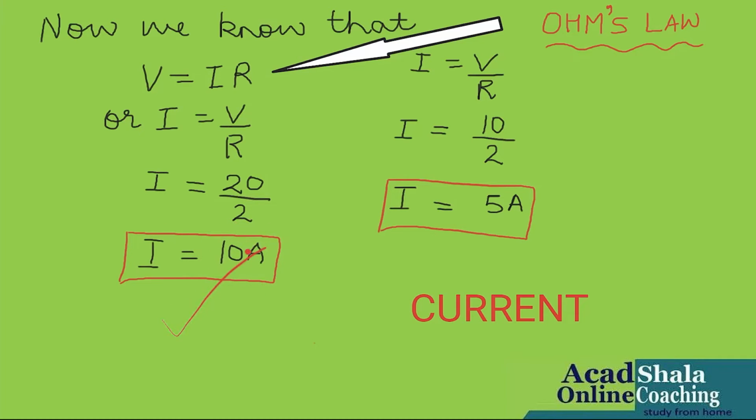So let us do it for the second case. That is the same formula. I is equal to V upon R. So 10 was the volt, that is V, and 2 was the resistance which we have taken out. And then after doing the calculation, the current comes out to be 5 amperes. So this is the current for the circuits which was given in the numerical.